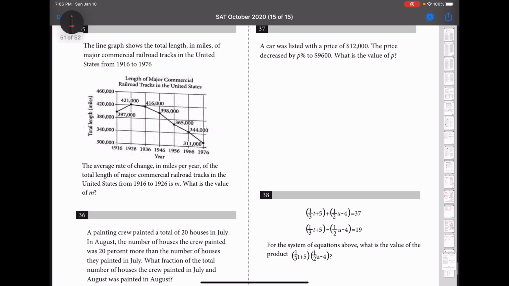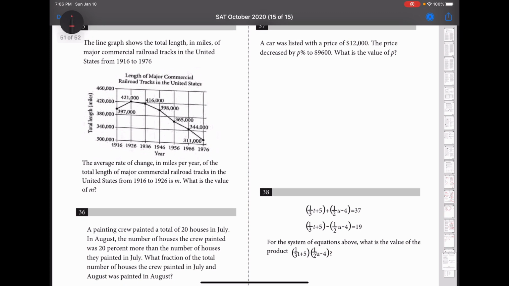Number 35, the line graph shows the total length in miles of major commercial railroad tracks in the United States from 1916 to 1976. The average rate of change in miles per year of the total length of major commercial railroad tracks in the United States from 1916 to 1926 is M. So they want you to find the slope again from 1916 to 1926. So we are going to find it.